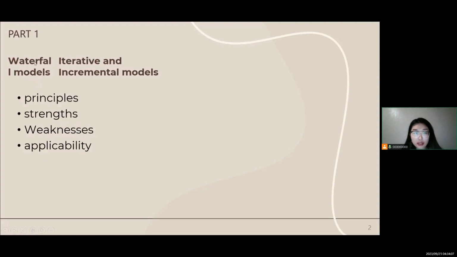First, let us see the waterfall model. For the principles, the waterfall model is sequential, consisting of a set of phases. Each phase produces a set of deliverables that is frozen at the end of that phase. The model is document-driven. The waterfall model is based on an ideal view of how engineering work should be carried out.